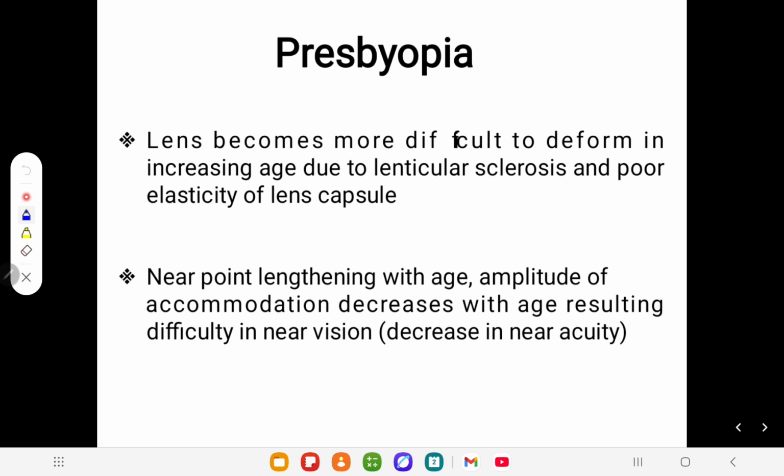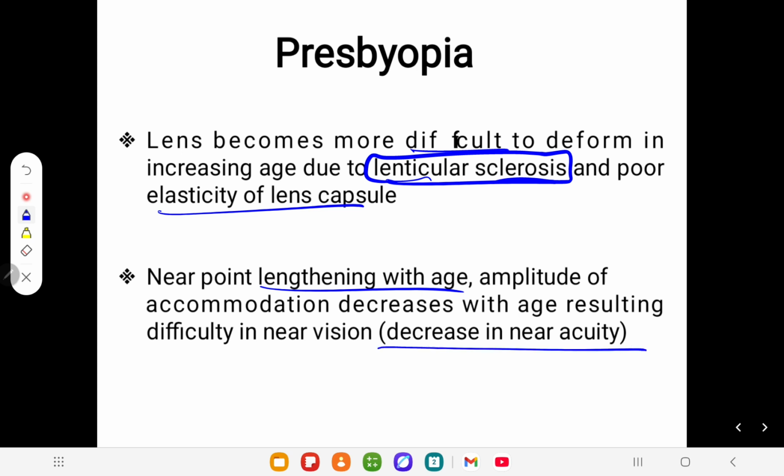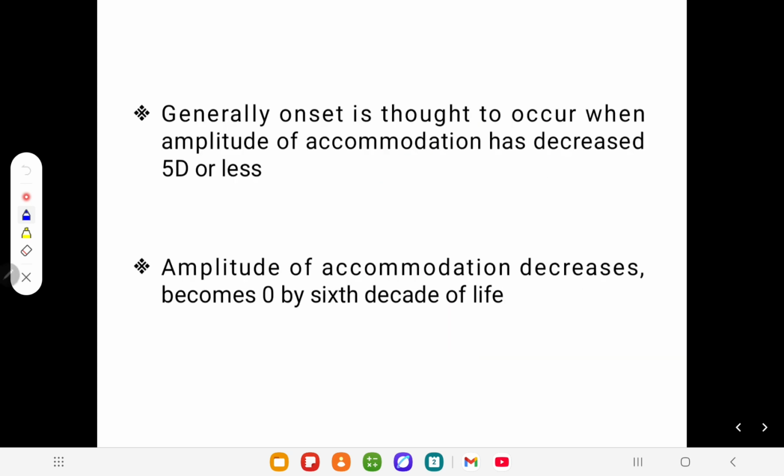So presbyopia is a very simple thing, isn't it? Because of lens sclerosis. The lens becomes more difficult to deform with increasing age due to lenticular sclerosis and poor elasticity of the lens capsule. Lenticular sclerosis is, I think, the best theory we have. Near point lengthens with age and amplitude of accommodation decreases, resulting in difficulty in near vision. What is the amplitude of accommodation from which we think presbyopia begins? I think it's around 4 point something. Generally onset is thought when amplitude of accommodation is decreased to 5 diopters or less.